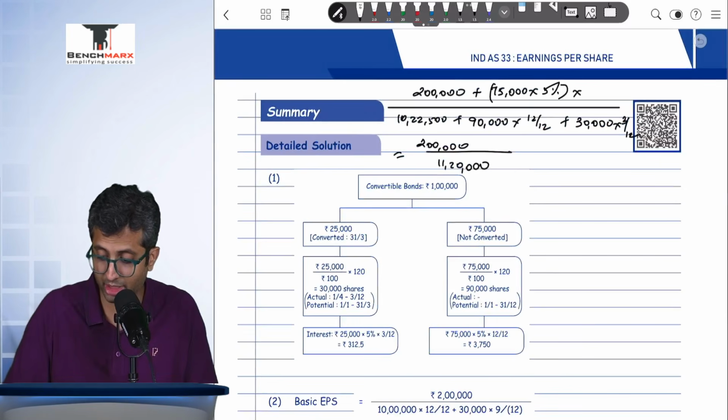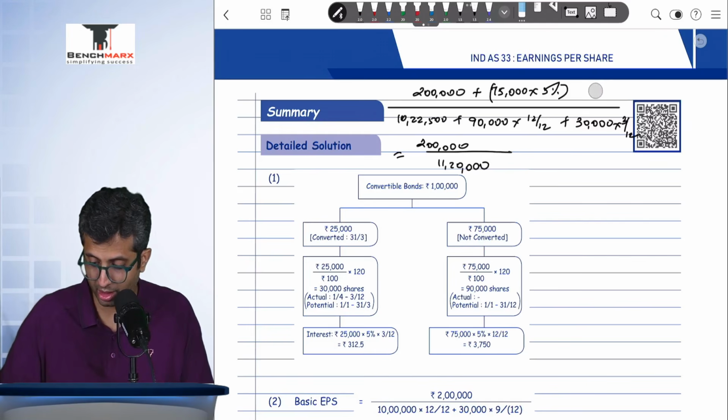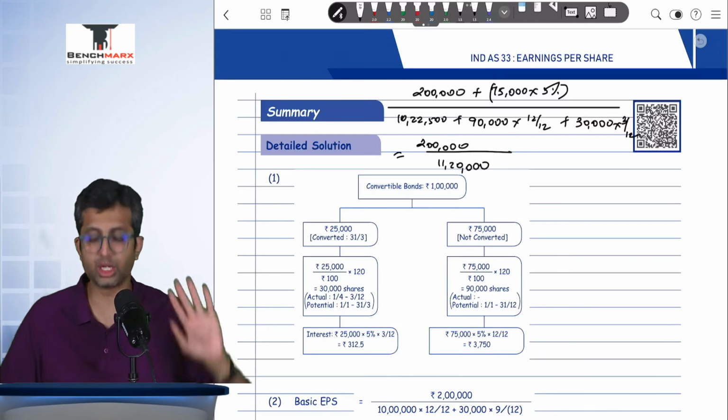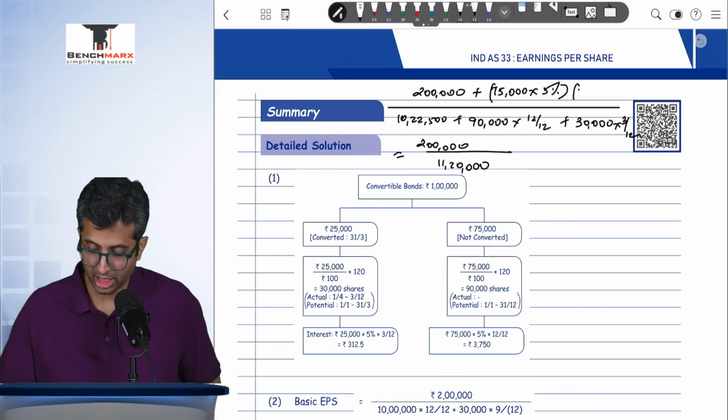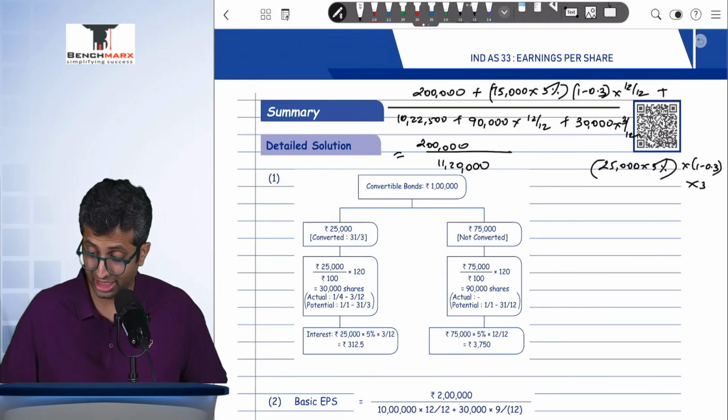Can I say this would have been the interest for the entire 12 months? But here you will also have into 1 minus t. So over here, I can say that this 75,000 was outstanding for the entire 12 months. Had they been converted at the start of the year, I would have saved this into 1 minus 0.3 into 12 by 12. Further, for this 25,000, in the last 9 months, there would be no interest because they got converted. However, in the first 3 months, would there be any interest? Yes. So this would be 25,000 into 5% into 1 minus 0.3 into, let us say, 3 by 12.